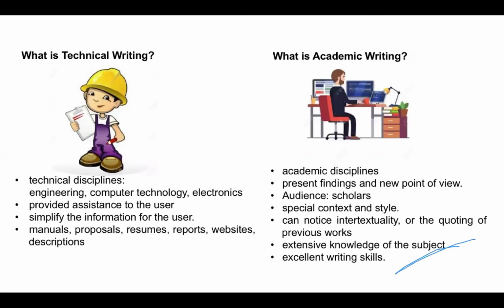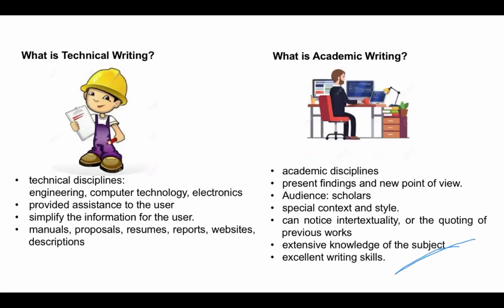So you are not allowed, in most cases, to pick your own style, for example. When you go to the journal, usually the journal will specify the template for you and what kind of information they expect to put there. You can easily notice inside academic writing the intertextuality, or the quoting of previous work. This is like a must, actually, in your academic paper.